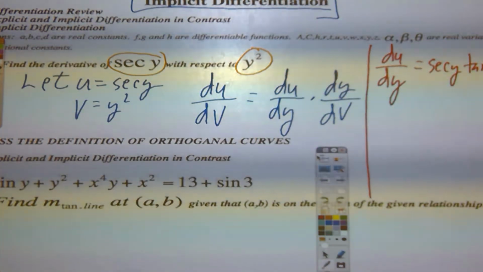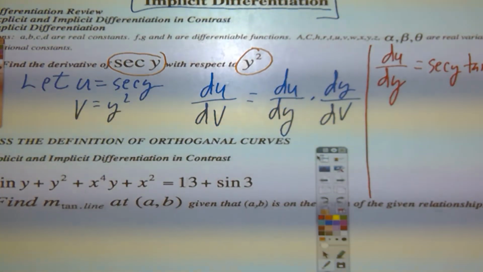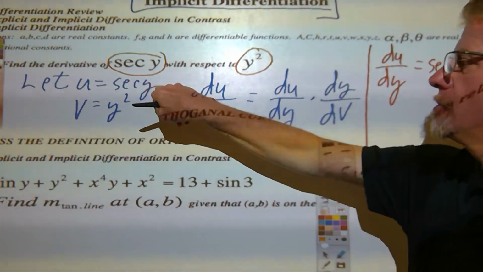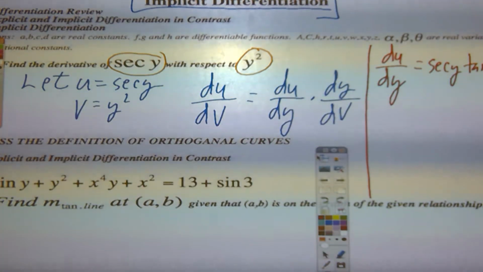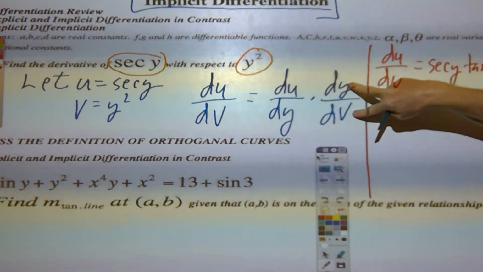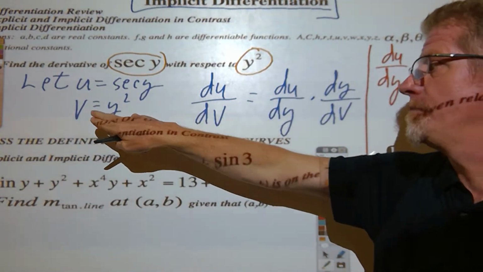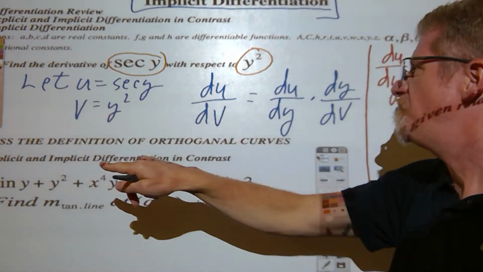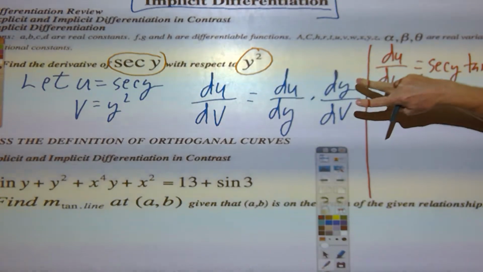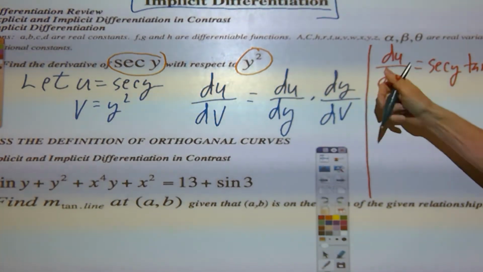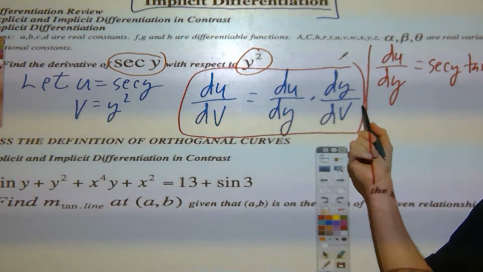I want to jump in here with a little bit of commentary. du dy is pretty straightforward. Just think of y as a blob: the derivative of the secant blob is tangent blob times the derivative of the blob with respect to y. But for finding dy dv, I would recommend that instead of solving this equation for y, you find dv dy, and then take the reciprocal of it, because our framing of the problem is calling for dy dv.